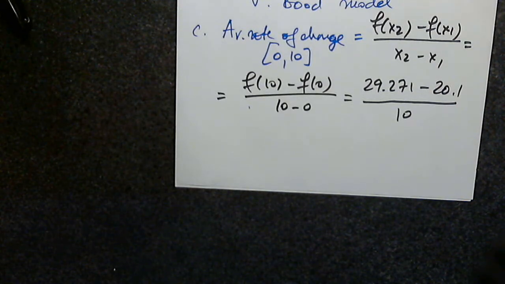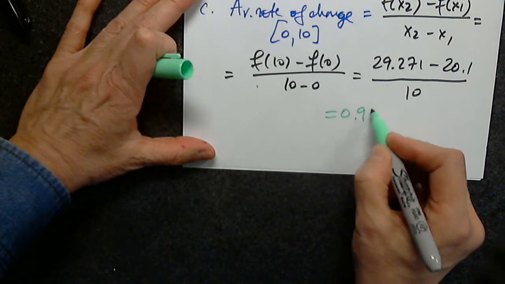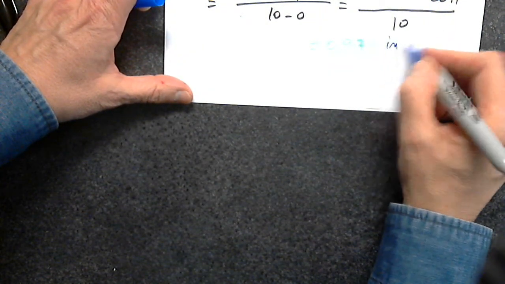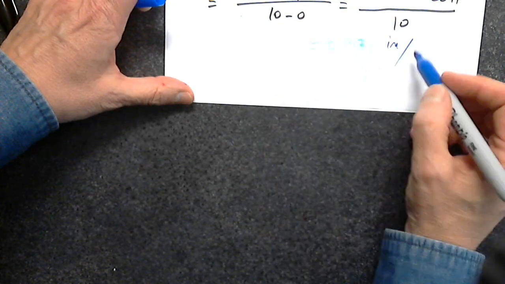29.271 minus 20.1. I got 0.9171. Measurement unit, please. It's a rate of change. It has to have two measurement units, one coming from the measurement unit for the top over the measurement unit for the bottom. What is the measurement unit for the top? What are these? Height? Inches. Okay. And this? Years. Good.